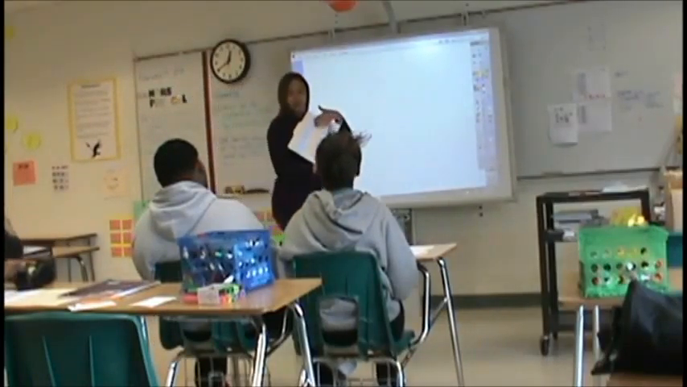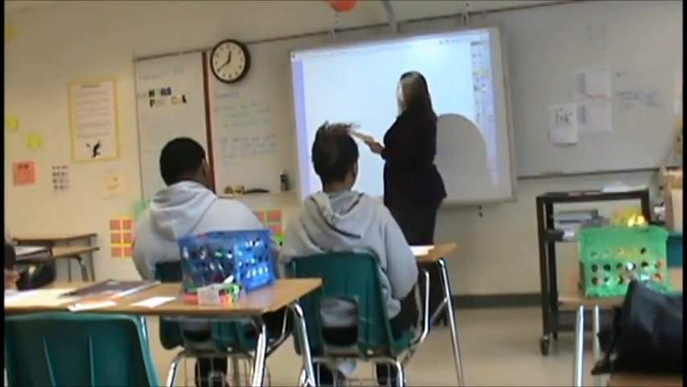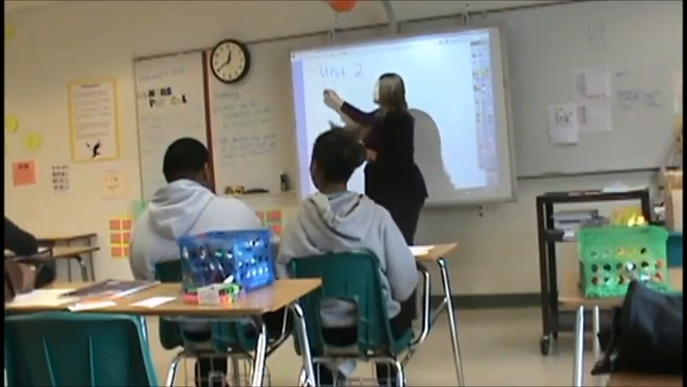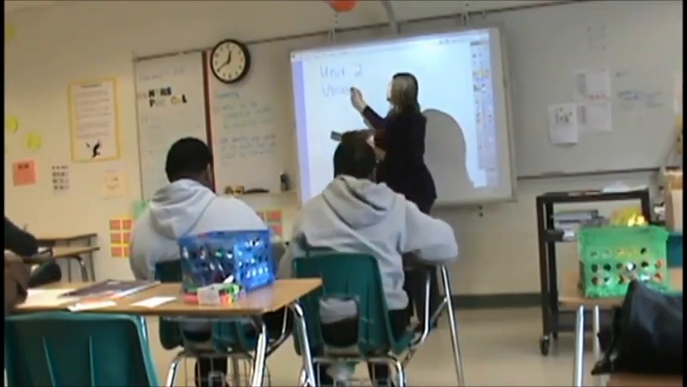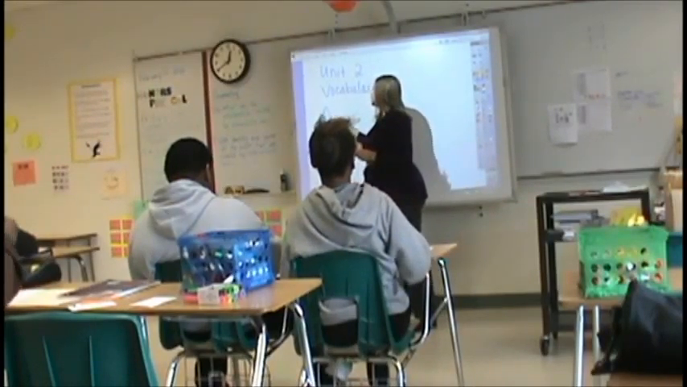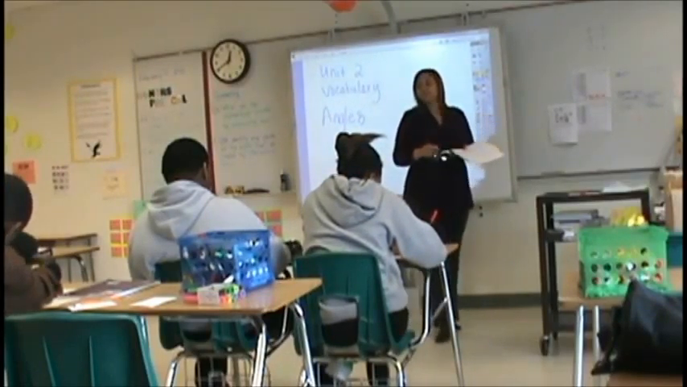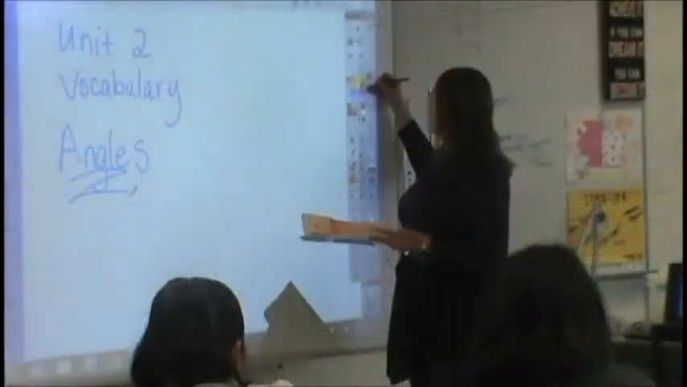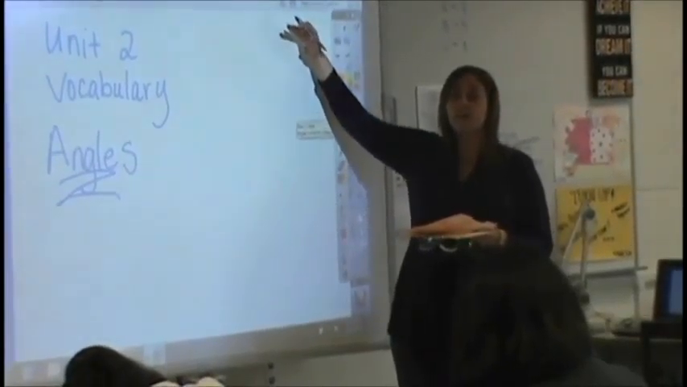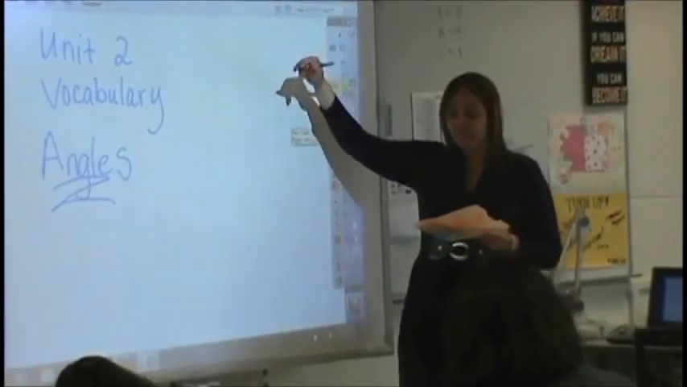So we did a little title for our first set of words. What do you think our title is going to be for our second set? Unit 2 vocabulary. Angles. So remember how we did this before? I'm just going to give you the words. Last time I worked from the bottom up, didn't I? I'm going to work from the top down this time. Okay, ready? All right.